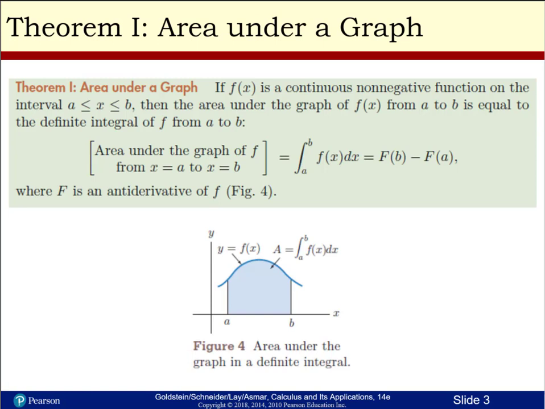The theorem for this says that if f of x is a continuous non-negative function on the interval from a to b inclusively, then the area under the graph of f of x from a to b is equal to the definite integral of f from a to b. So we have that the area under the graph from a to b is the integral from a to b of f of x dx, and this is evaluated with the antiderivative by plugging in b, subtracting the antiderivative plugging in a.